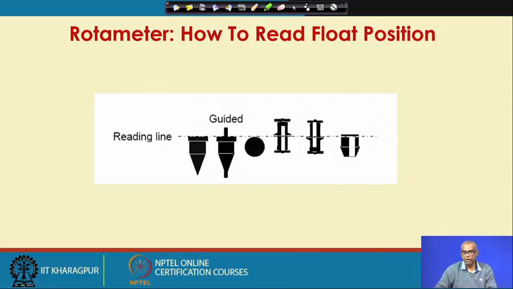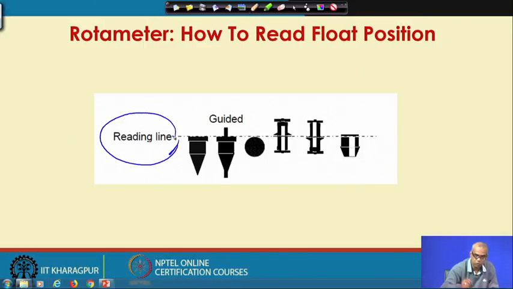Here are again some schematics of different designs of rotameter floats and the correct way of reading the float position. This is the reading line, and we need to read the float position along this reading line.